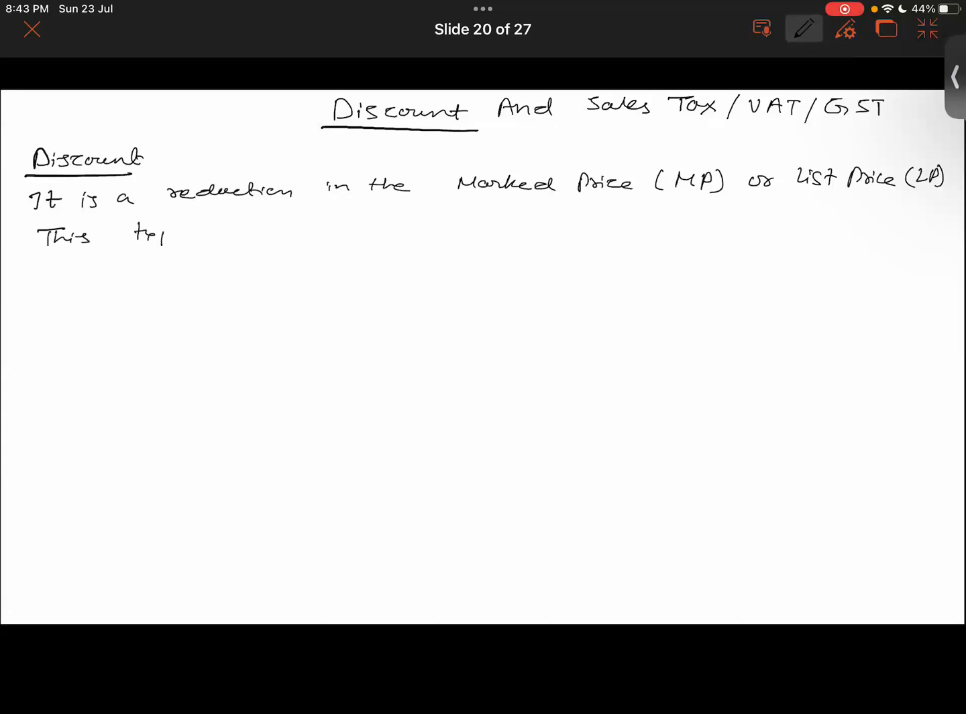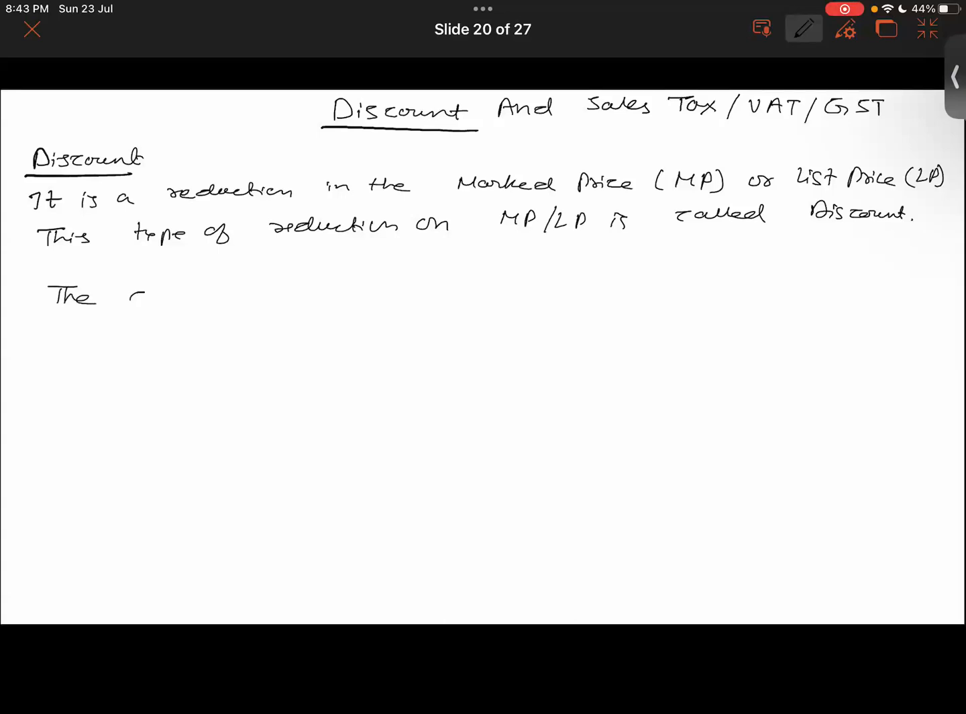Okay, so this type of reduction on MP slash LP is called discount. Okay, and the discounted price, what do we call that? Suppose you were purchasing something for 110 rupees, and there was some discount on it. So after applying the discount, its price got reduced to 80 rupees. So that 80 rupees is the sale price of that article now, right?